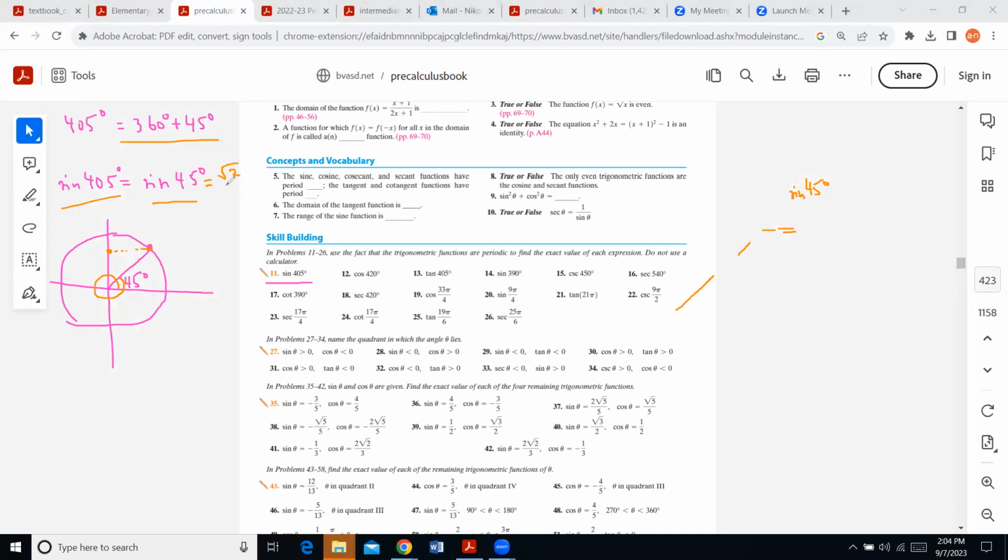Some people put 1 over square root of 2. Well, it's fine with me. I don't pick on that. Or some people actually use the calculator to do this problem and gave me a decimal instead of square root 2 over 2. Well, again, I still gave full credit for that.